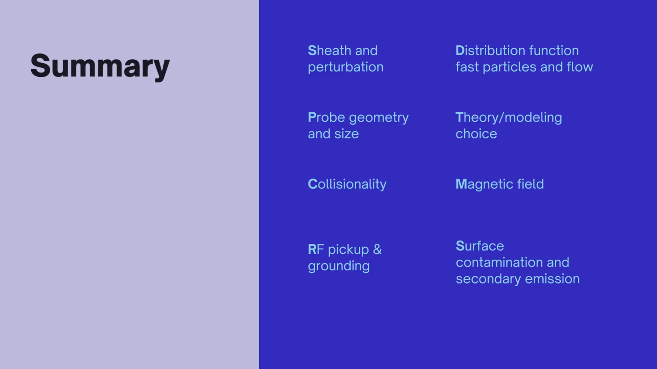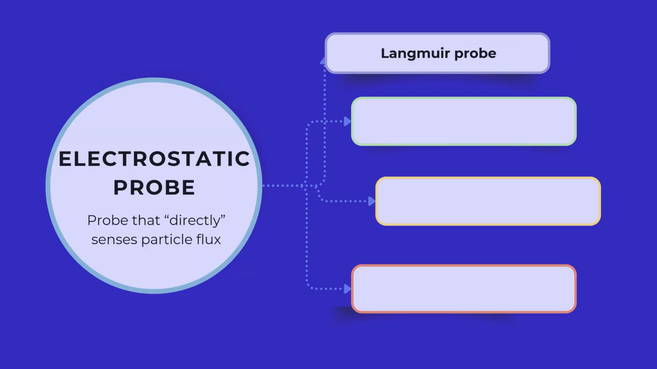Here's a summary of the key factors to consider when using electrostatic probes. All of these effects should be evaluated before probe construction, even if it's something as simple as a piece of wire. Even with all the factors considered, you still need calibration. This is extremely important because of the probe's collection area issue we mentioned earlier. As I mentioned earlier, all electrostatic probes are essentially variations of the Langmuir probe.